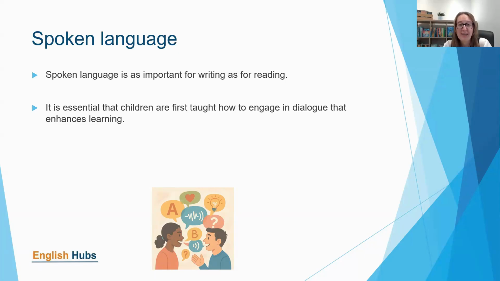However, we know that writing is not merely talk written down. Learning to write involves developing control of language in a way that increasingly is different from everyday conversational speech and must be taught explicitly.